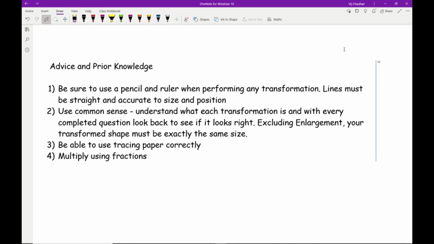Then step 3 is be sure to be able to use tracing paper correctly. Tracing paper may be shown in your class or in different revision guides or videos, but I would say tracing paper is really used for rotation. For the other three transformations, definitely not for enlargement, tracing paper could be used, but it can sometimes be a bit of a hindrance, particularly when it comes to drawing the image as accurately as you can. And the last one, which refers to enlargements, is make sure you're comfortable with multiplying with fractions. This really applies to higher level enlargements, which you might get asked to do depending on what paper you are doing.